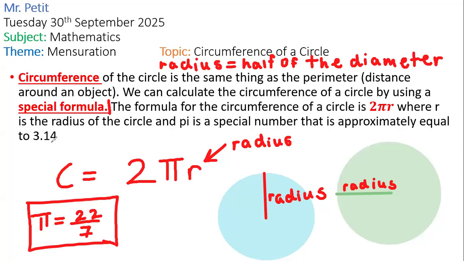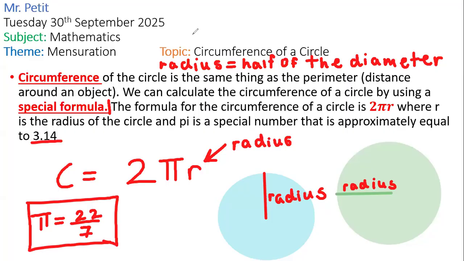So pi is going to be 3.14. It also is 22/7. It's also 3.142. Sometimes they even put pi is equal to 3. But here's the key thing. Whatever they tell you pi is, that is what you're going to use. So always remember that.